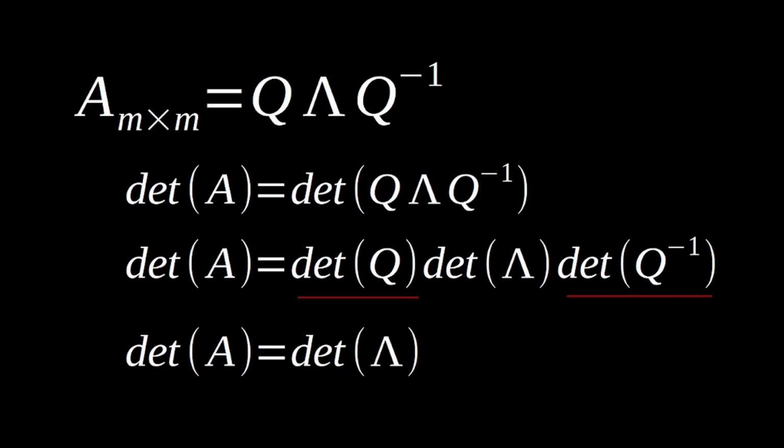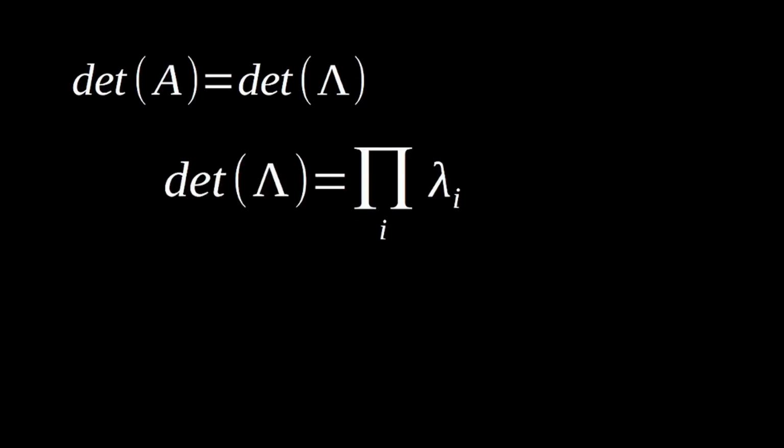And so we get that the determinant of our A matrix is really just the determinant of our lambda matrix, which again is a square diagonal matrix with our eigenvalues this time running along the diagonal. And so, because of that, the determinant of lambda is just the product of all of our eigenvalues.